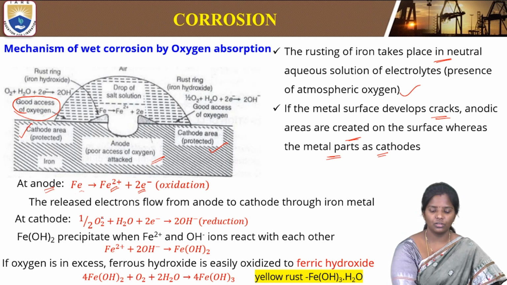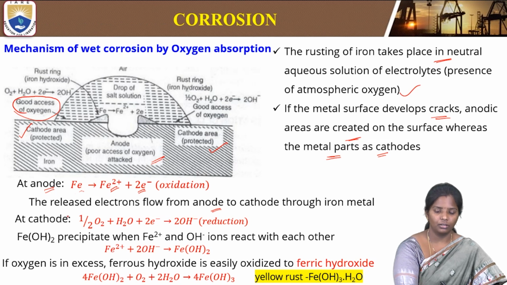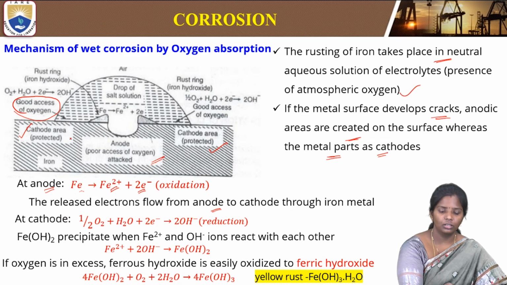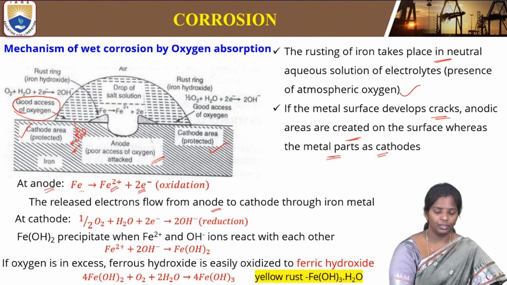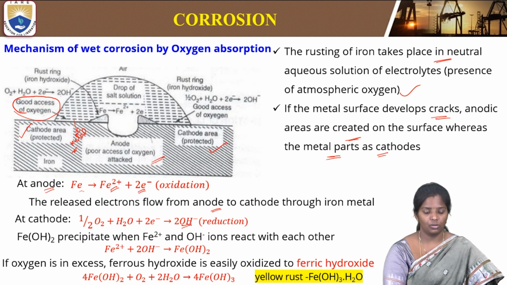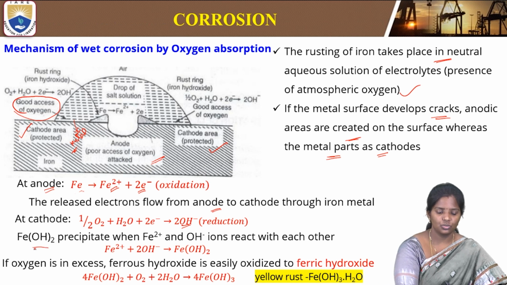So the released electrons from the anode will go to the cathode through iron metal, through the metal. So at the cathode, what happens? The oxygen and the moisture, whatever is present, will accept these 2 electrons and form hydroxyl ions. So this will give rise to some precipitate.